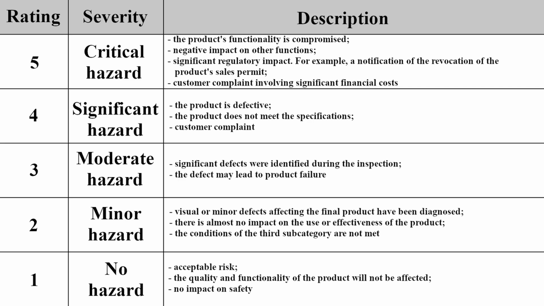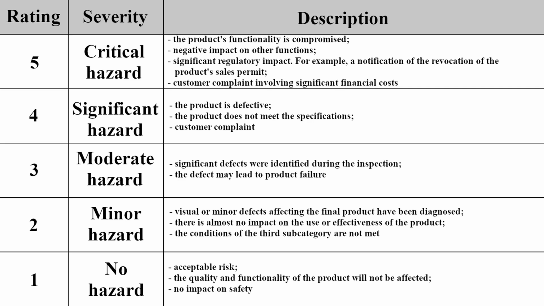The fourth subcategory of severity level is called significant hazard and has a value of 4 points. The value is set to 4 when the following conditions can be met. The product is defective. The product does not meet the specifications. Customer complaint.